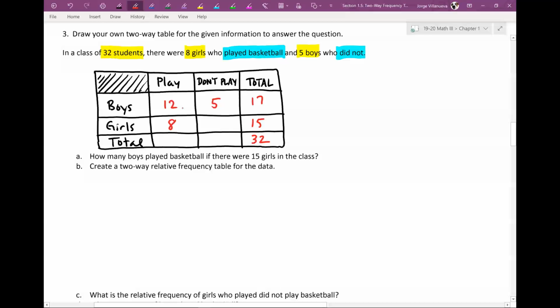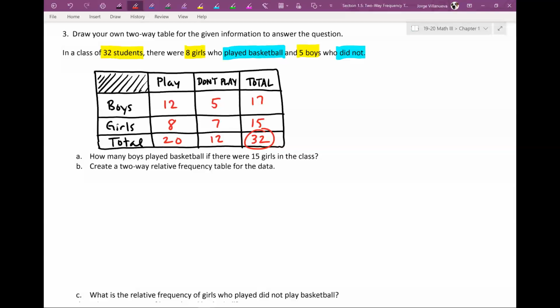Can I figure out how many girls don't play? 7, right? Can I figure out the total of people that play now? Yeah, I got how many? 20. And how many people don't play? 12. Do the numbers make sense to add up to 32 vertically and horizontally? Yeah, 17 plus 15 is 32. 20 plus 12 is 32. We're good.